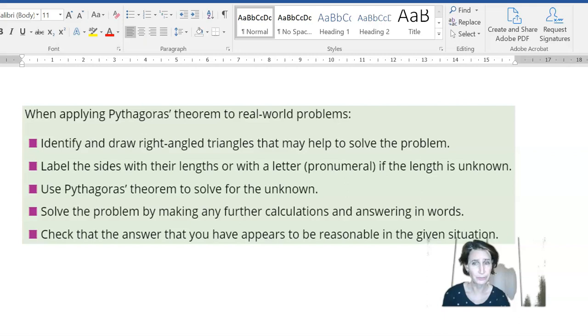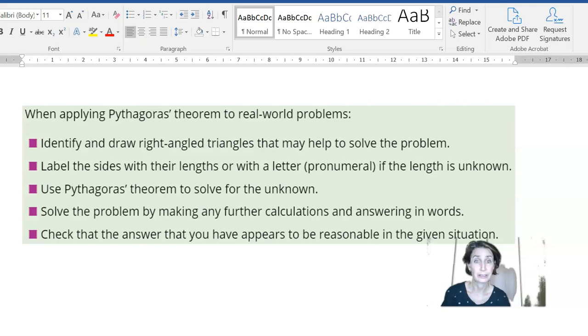problems. The first one is that we need to identify and draw right angled triangles. Secondly, we're going to label them. Thirdly, we're going to use Pythagoras' theorem. Fourthly, we're going to solve the problem. And then the final step, which is often a very important step that people overlook, is that we're going to check that the answer you have appears to be reasonable in the given situation. So given the measurements that you've been given at the beginning of your question and so on.